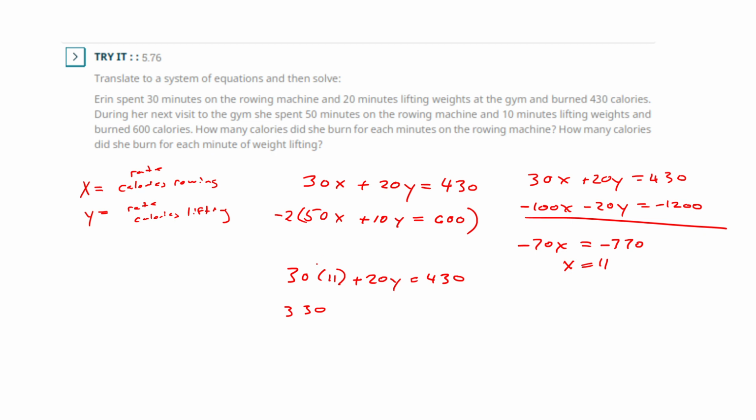Okay, so just subtracting 330 from both sides. Y is going to be 5. Now, these are the rates of calories being burned. So if you wanted to label them, this is 11 calories per minute. This is 5 calories per minute.